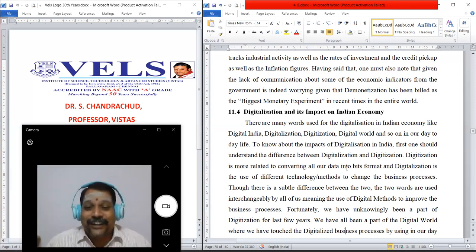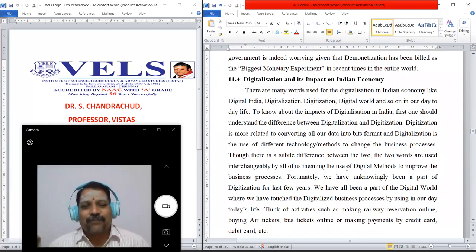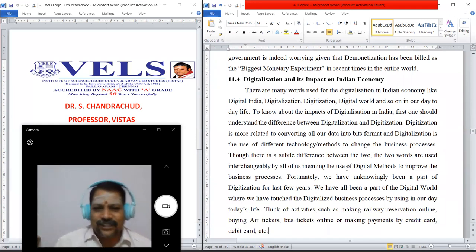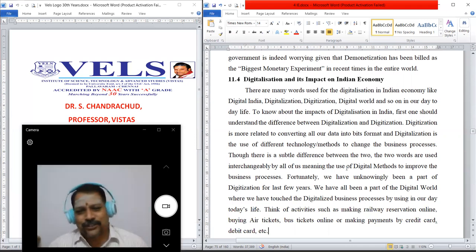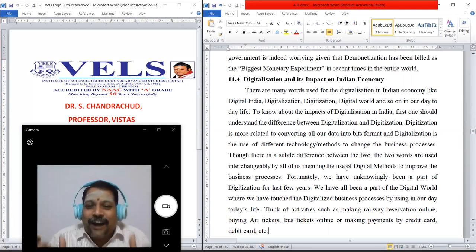We have to get ready for the future. Though there are a lot of controversial statements and opinions against digitalization, and two words are used interchangeably by many, digital methods improve the business process. The government has made a very clear statement: in the next 10 years, this is the target, this is the roadmap, and we have to reach this much. So that particular roadmap has made digitalization very successful in India.